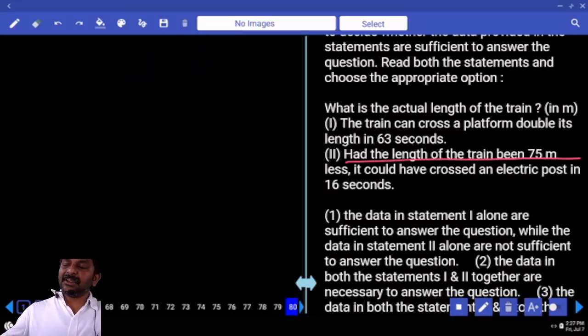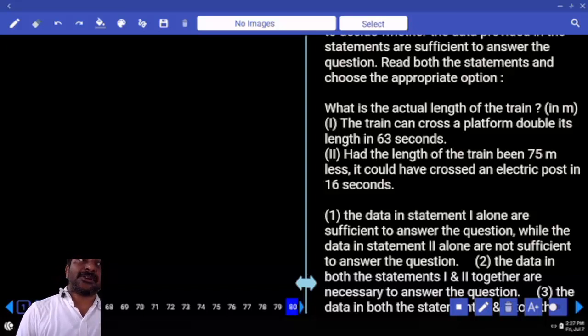Had the length of the train been 75 meters less, it would have crossed an electric post in 16 seconds. So using only the second information, can you answer the question? Why? Again same problem. What is the problem? Speed is not there, correct? So one alone is not sufficient, two alone is also not sufficient.